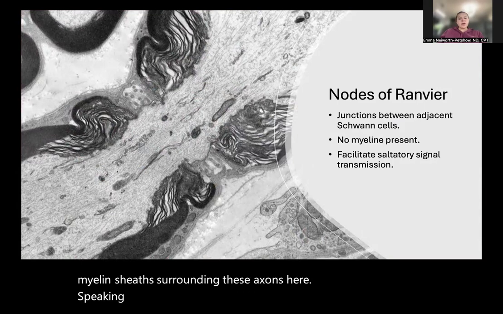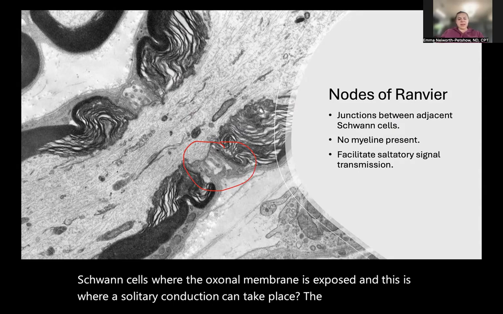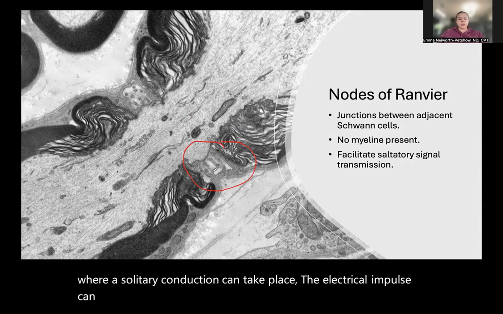Speaking of myelin, nodes of Ranvier are these gaps between Schwann cells where the axonal membrane is exposed. And this is where saltatory conduction can take place. The electrical impulse can jump from node to node, which greatly increases conduction speed.